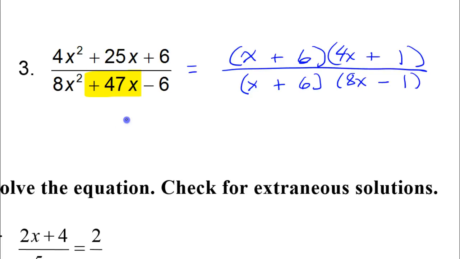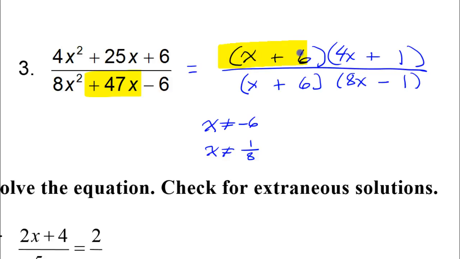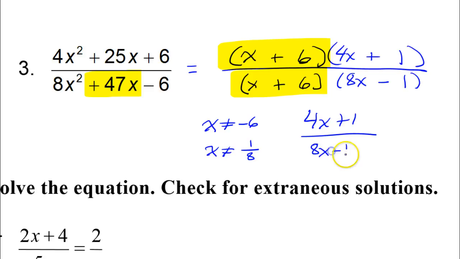Now, it's a good time to say my excluded values. X cannot equal negative 6. X cannot equal positive 1/8, setting that equal to 0 and solving. Now, I'm looking to see if anything cancels out. X plus 6 and x plus 6, those will cancel out. So as far as simplifying, my final answer is 4x plus 1 over 8x minus 1. So that's the answer to number 3.